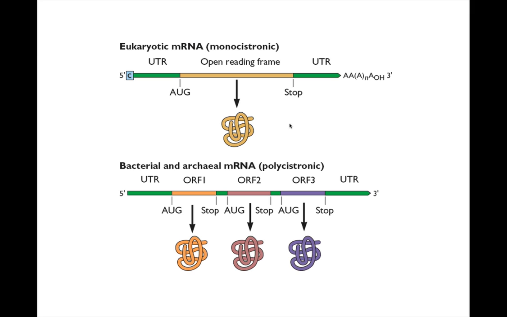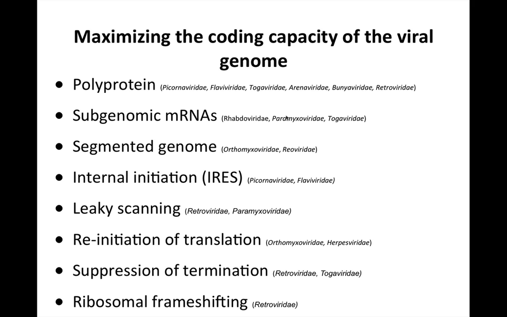Now, this monocistronic restriction is a problem for viruses because, as you remember, for many viruses the genome is a single mRNA. So how can they make multiple proteins? That is the conundrum we're going to address next. How do you maximize the coding capacity of the viral genome so you can make more than one protein? You don't want to be limited by this monocistronic rule. So here are the different ways that viruses do it, and what I've listed here are the different mechanisms and which virus families use them.